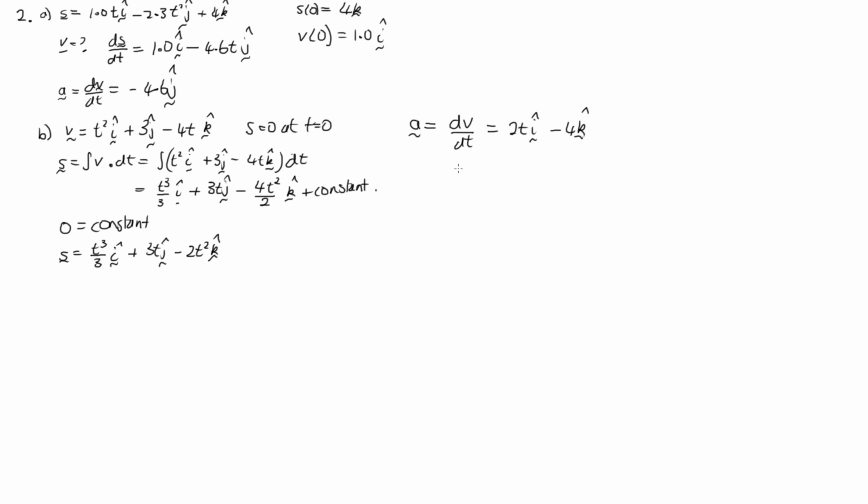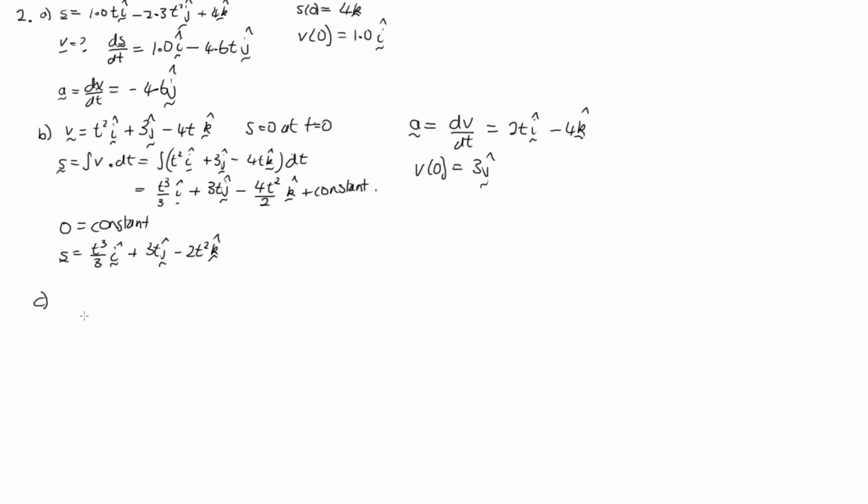And then we've been told the displacement at t equals 0, and we have to find the velocity at t equals 0. To get the velocity at t equals 0, we're just substituting t equals 0 into this expression that we were given. So in the i direction, we've got 0. In the j direction, we've still got 3j, and in the k direction, it's 0. So that's our velocity at t equals 0.